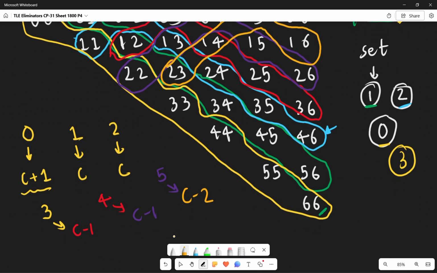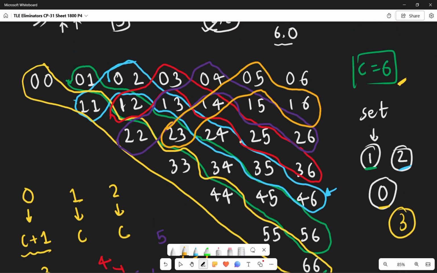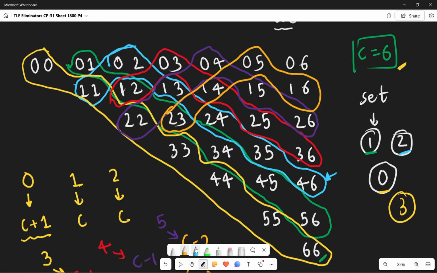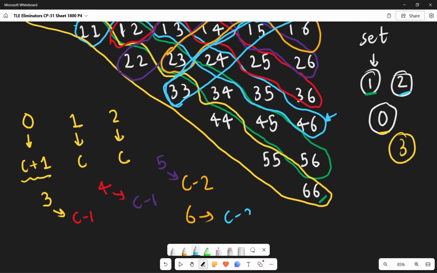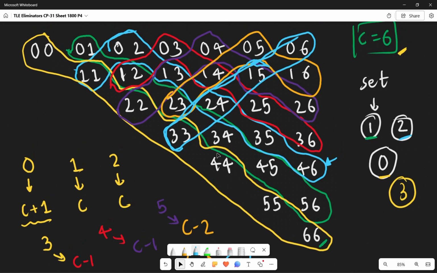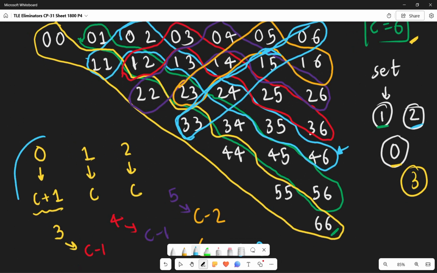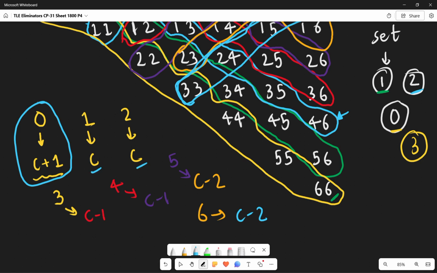What about 6? For 6, let me reuse the colors. For 6, you cannot take these guys, because all of their addition is 6. So again C minus 2. So I'm kind of observing a pattern here. For 0 only it is C plus 1, and then starting from 1 it is C, then C minus 1, C minus 1, C minus 2, C minus 2.